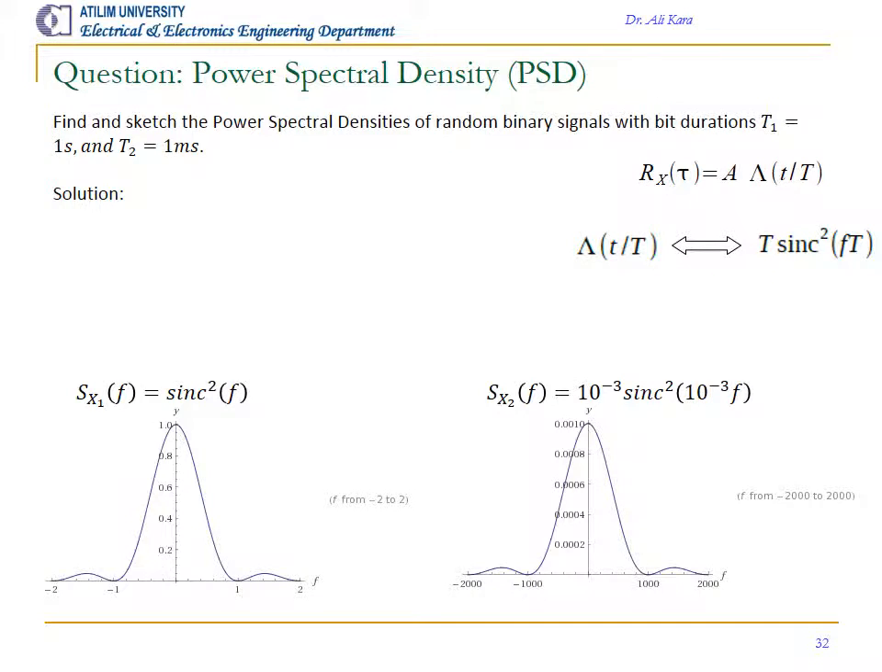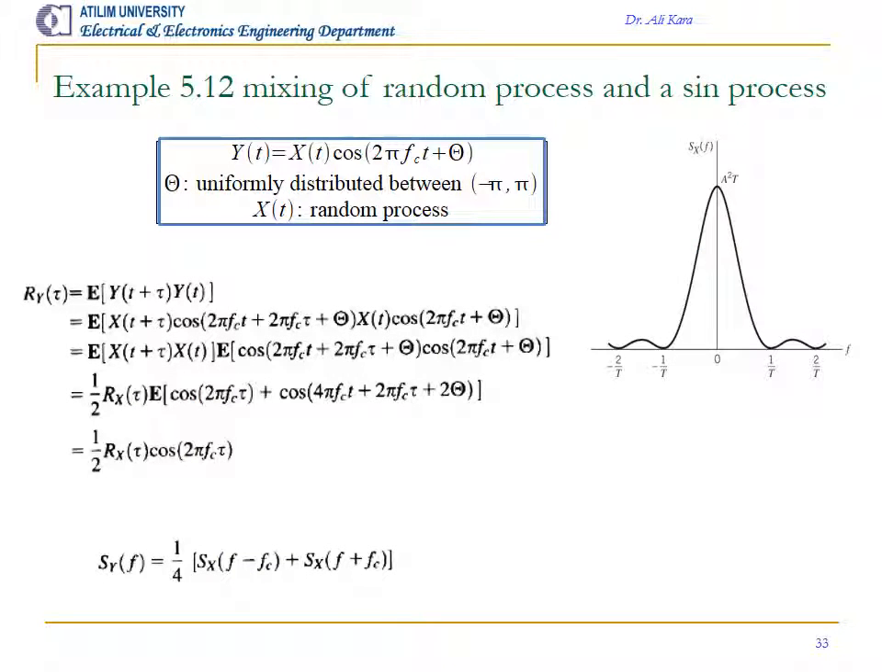its frequency content is more spread. Example 5.12: mixing of a random process and a sine process. Now consider the case of mixing of a random process and a sine process. Y of t is equal to x of t times cosine 2 pi fc t plus phi. Sy of f is found as 1 over 4 times Sx of f minus fc plus Sx of f plus fc.